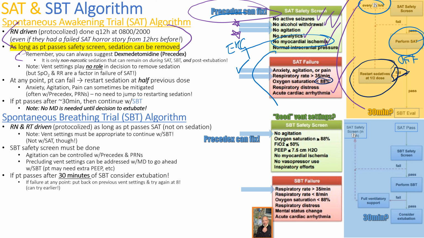Because what is a failure criteria is the saturation. The screen criteria, yes, don't have vent settings, but the failure criteria do. If the vent settings are really, really high, you're probably going to fail anyways. We can see the writing on the wall already. Okay, so SpO2 and rescue rate are factors. We just got to consider that before we take off the sedation.